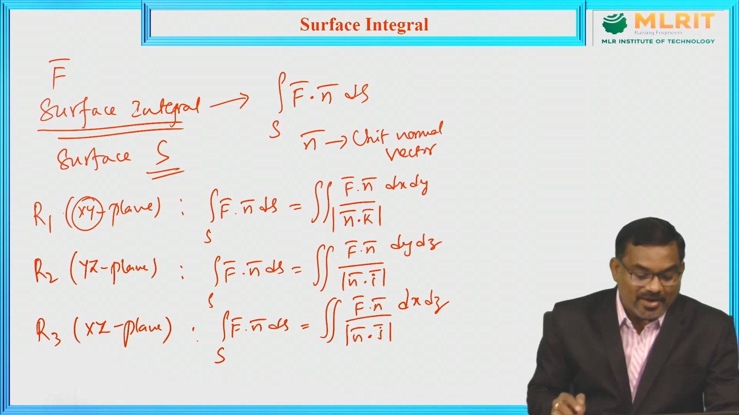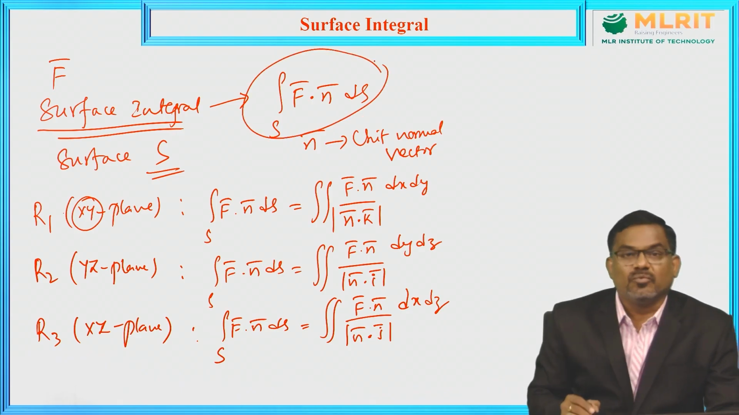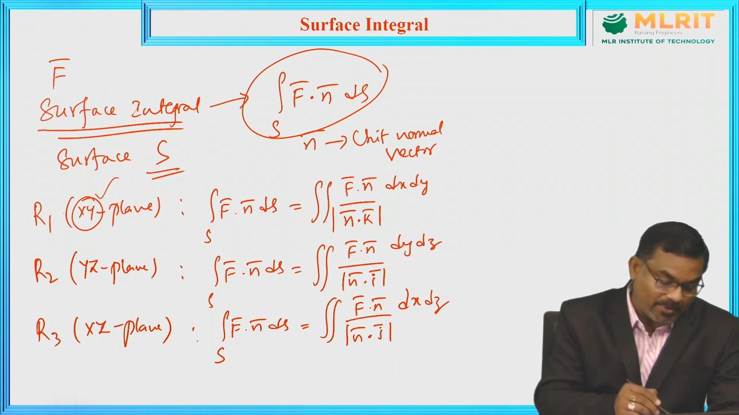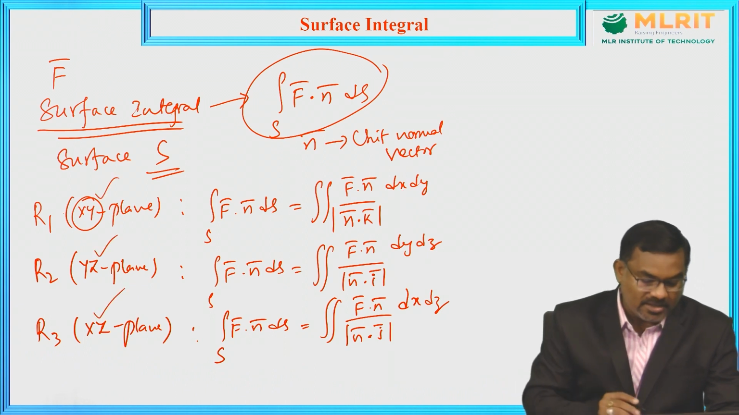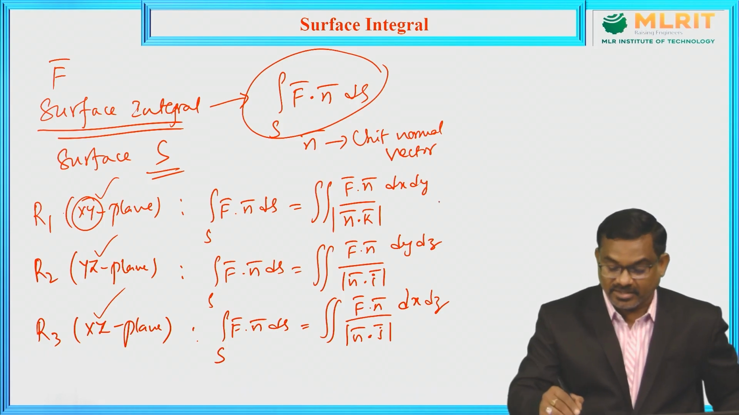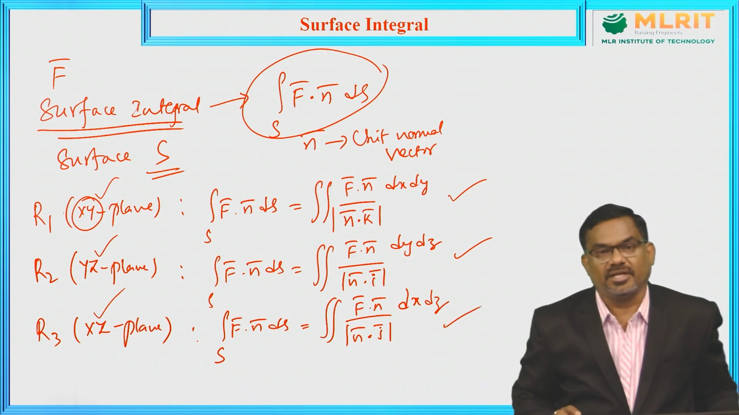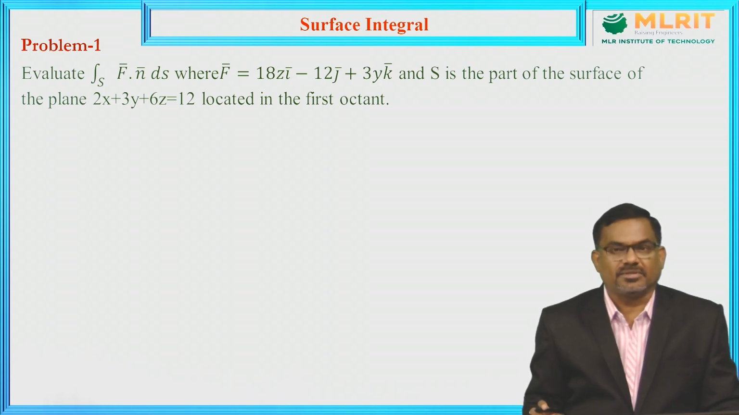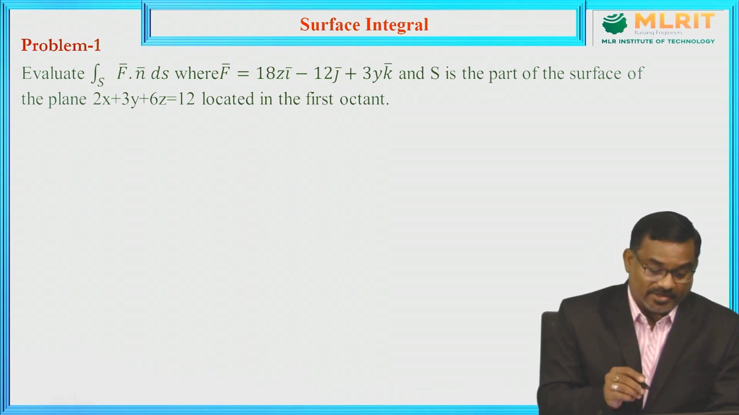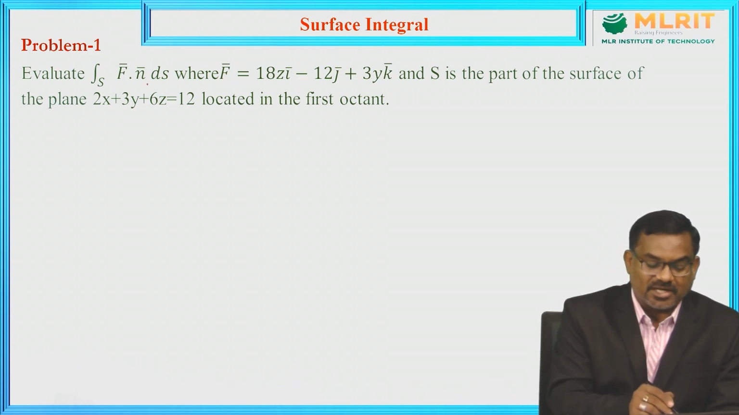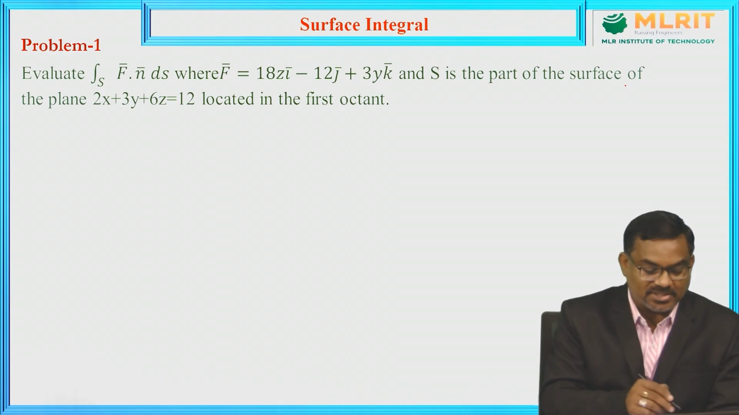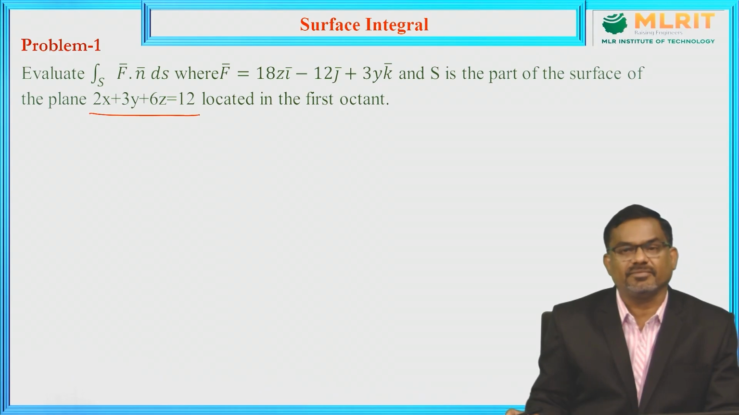So to evaluate this surface integral, we can consider either the projection on xy plane or yz plane or xz plane. That means we can consider any one of these three formulae. Let us discuss the method of evaluation of surface integral. The problem number 1. Evaluate the surface integral of f bar dot n bar ds, where f bar is given and s is the part of the surface of the plane located in the first octant.